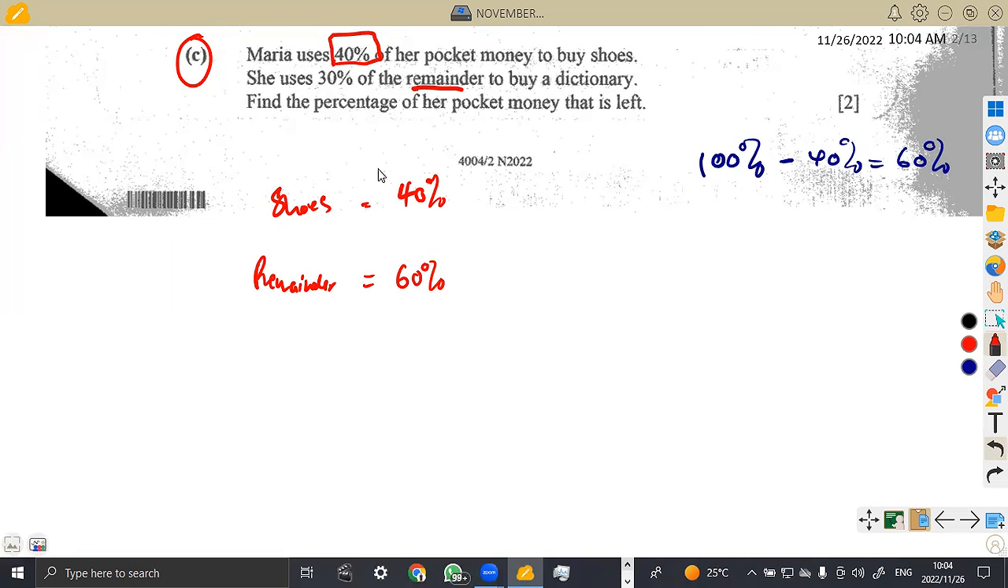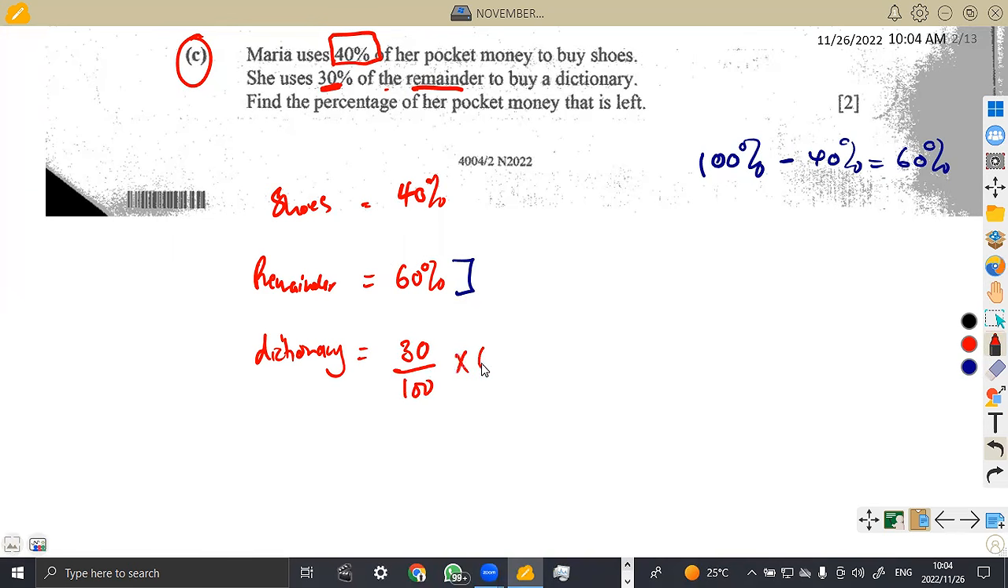But we are given that she uses 30% of the remainder to buy the dictionary. So the dictionary is supposed to be the 30% of this remainder, the remainder which is the 60%. So that is what we have for the dictionary. So it's going to be 30%. Remember, 30% means 30 over 100.